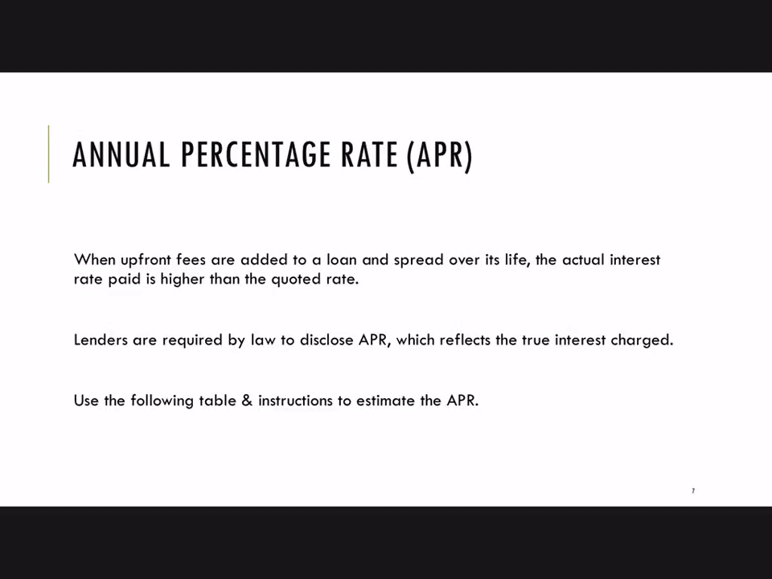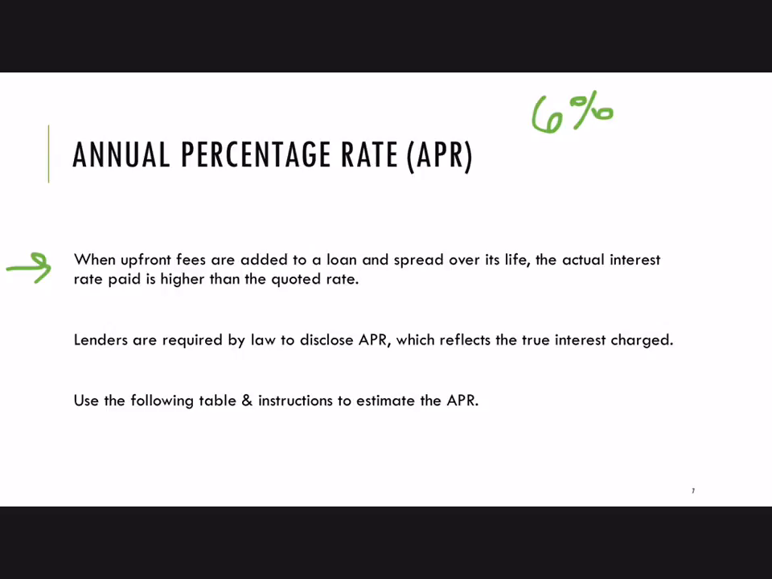Well, think about a loan situation, such as maybe a car loan, and let's say that the stated rate is 6% per year. So that's supposed to tell you how much interest you'd pay each year that you have that loan. However, when upfront fees are added to a loan and spread over its life, the actual interest rate that's paid is higher than that quoted rate. So this is kind of the fine print that you may have to deal with.